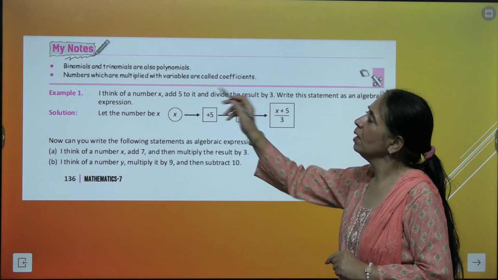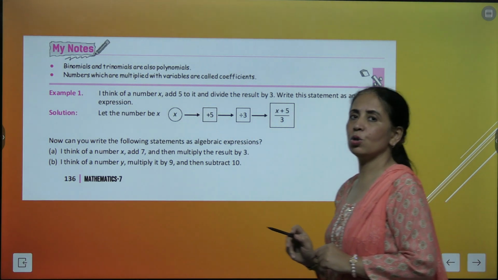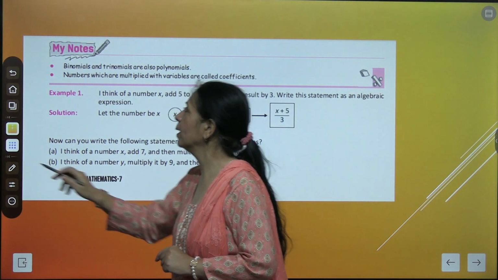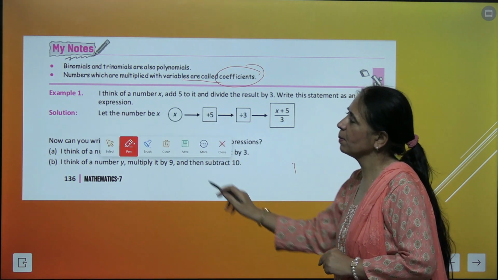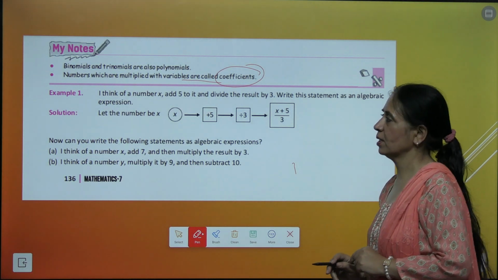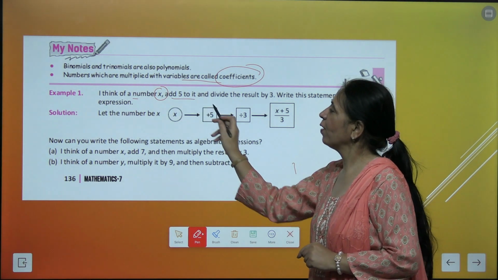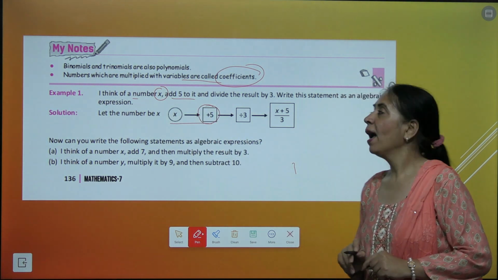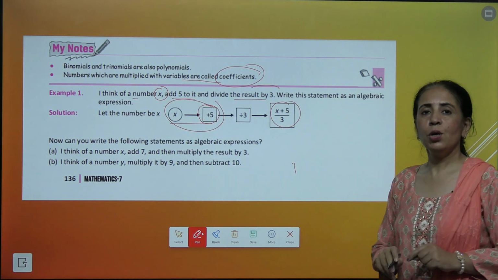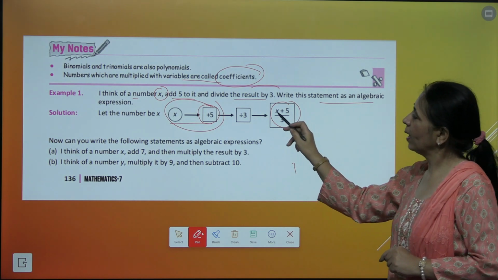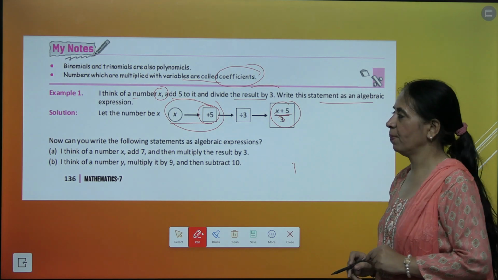Now let's move further. We will say some notes. So binomial and trinomial are also polynomials, and very important thing, number which are multiplied with the variables, उसको हम एक special name से बुलाते हैं, we call them coefficients. So let's say the example, we take a number x and then we add 5 to it, तो ये बना x plus 5 and divide the result by 3. इस पूरे result को 3 से divide किया, you have to write the statement. तो हमने लिखा x added with 5 and divided by 3. This becomes the algebraic expression.